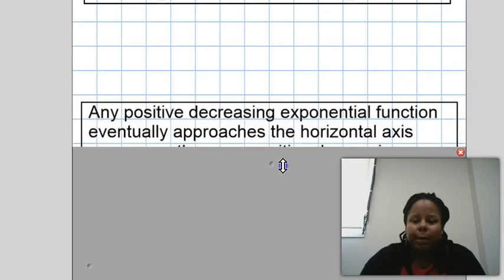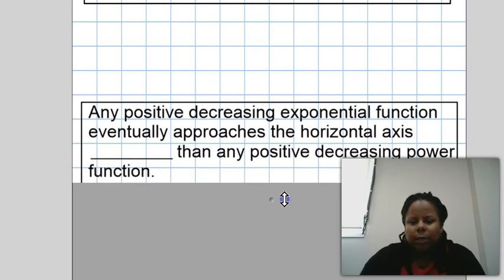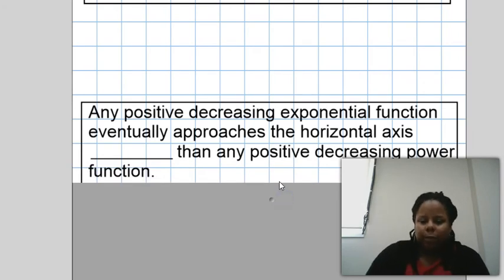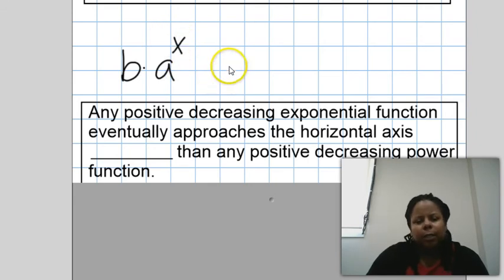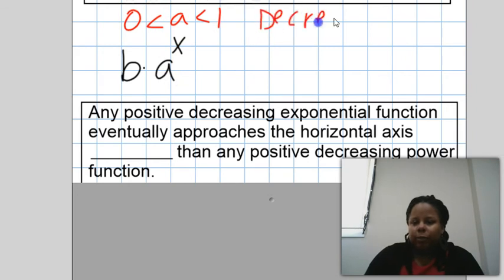The third statement is about decreasing exponential functions compared to decreasing power functions. In this case, if you remember, this is an exponential function, and it's only decreasing when a is a number between 0 and 1. So a has to be between 0 and 1. That's how you know it's going to be a decreasing exponential function.